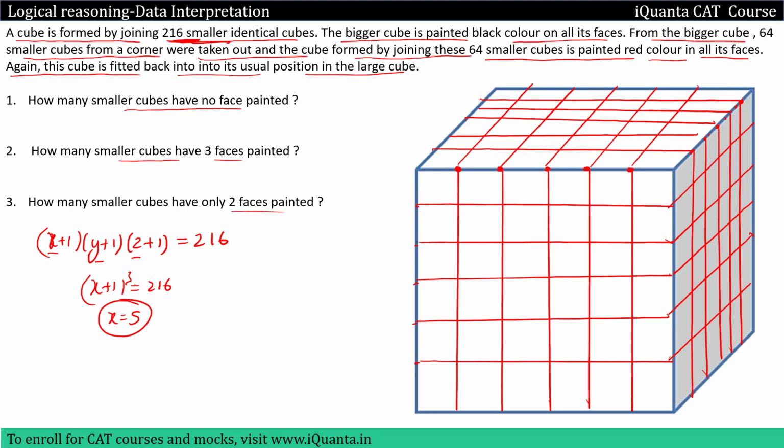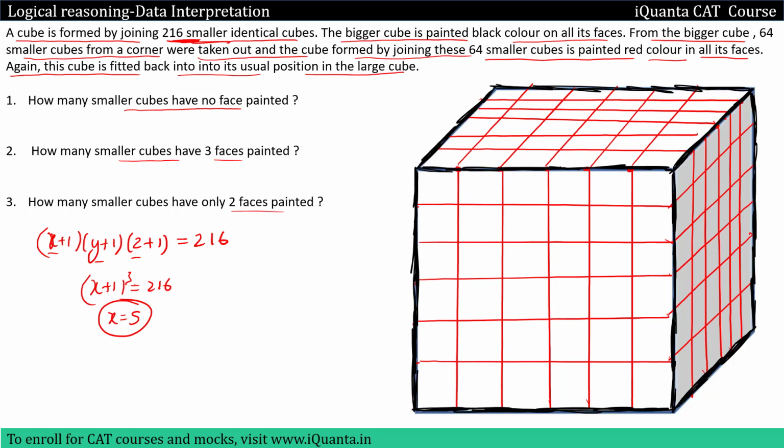Then we have been given that the bigger cube is painted black on all its surfaces. So I have colored this bigger cube black on all its surfaces. Now after this, 64 smaller cubes are taken out from one corner, and the cube formed by joining these 64 smaller cubes is painted red on all its faces. So that cube should have dimension 4 cross 4 cross 4. That means along the x axis, y axis, z axis, there will be 4, 4, 4 cubes. So 1 2 3 4, I am taking out that cube from this corner. 1 2 3 4, and 1 2 3 4, then 1 2 3 4. This will be my cube.